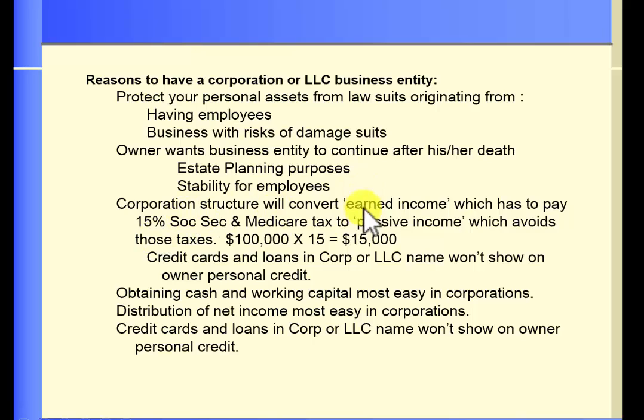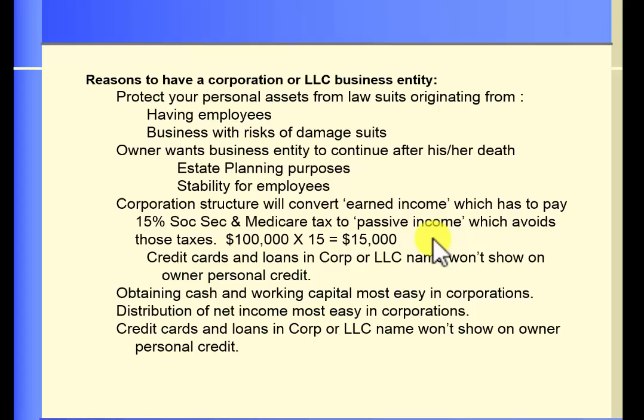A corporate structure will convert earned income, which is W-2 income, which is reported as your net income on your Schedule C, and is what they would call earned income. But in a corporate structure, you can pay yourself a W-2 wage, pay yourself a low wage, and then have the profit paid in dividends, and the dividends are not taxable for Social Security and Medicare. So if you pay yourself $17,000 a year in wage or salary, and you have $100,000 in net profit beyond that, you're saving $15,000 in Social Security and Medicare.